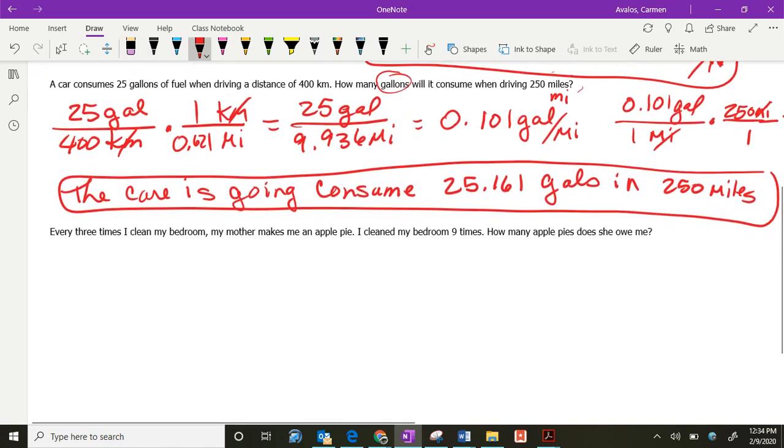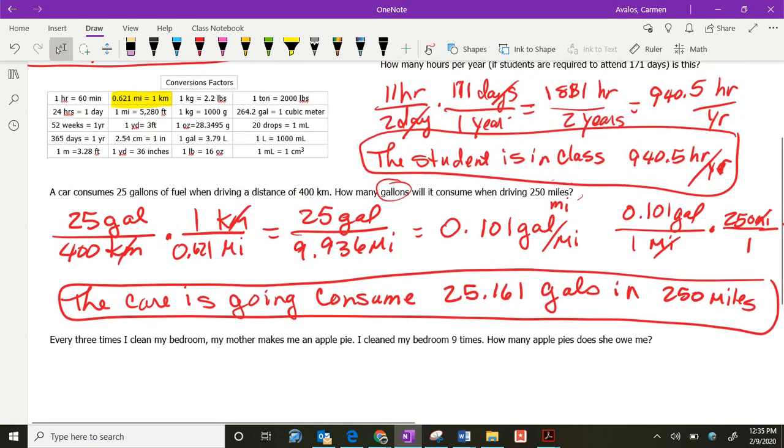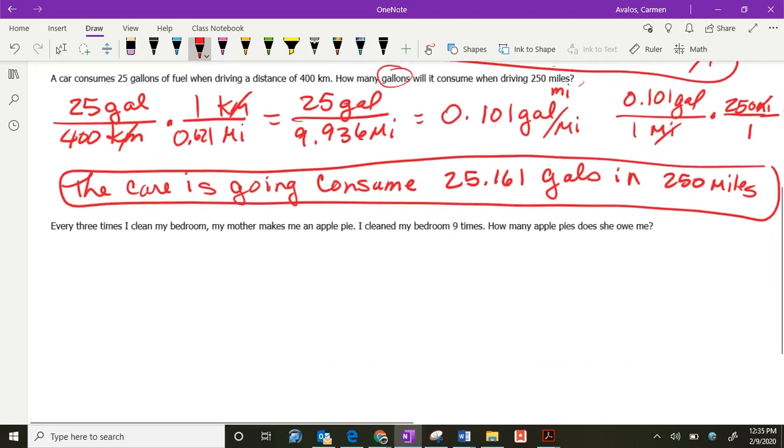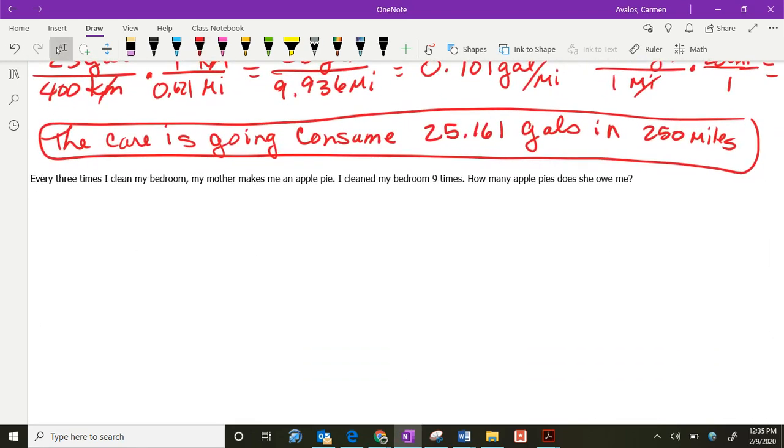All right, and the last one. Every 3 times I clean my bedroom, my mother makes me an apple pie. I clean my bedroom 9 times. How many apple pies does she owe me? And again, it doesn't have to have units. I don't need to go over here. I just need to know the relationship between anything, and then I could actually reduce it. So here it is. 3 times I clean my bedroom, my mom makes me an apple pie. That is a relationship. And then I clean my room, a bedroom 9 times.